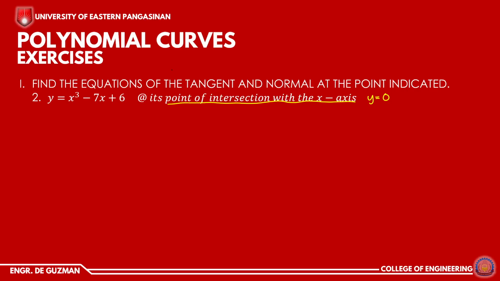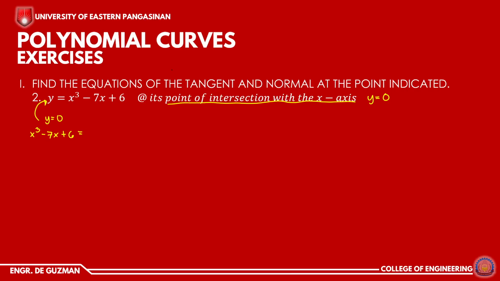So, pansinin nyo, kanina may binigay na points or coordinates. So, dito walang binigay. So, ang gagawin natin is to find mga points and mga coordinates. Since y is equals to 0, i-substitute natin to sa ating given equation. So, x cubed minus 7x plus 6 is equals to 0.